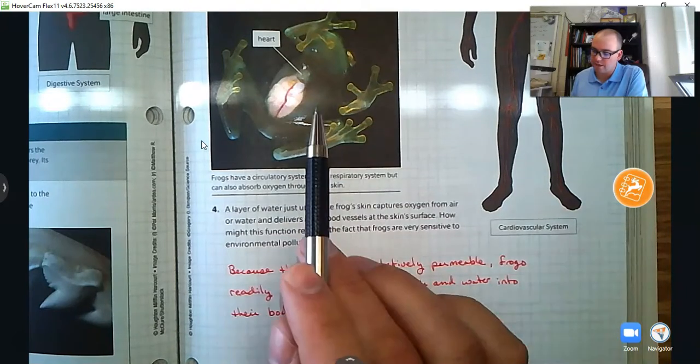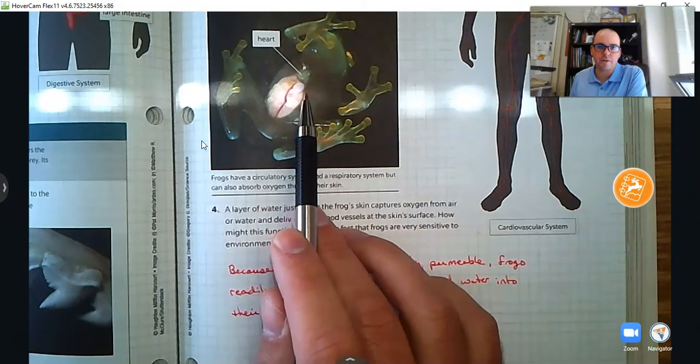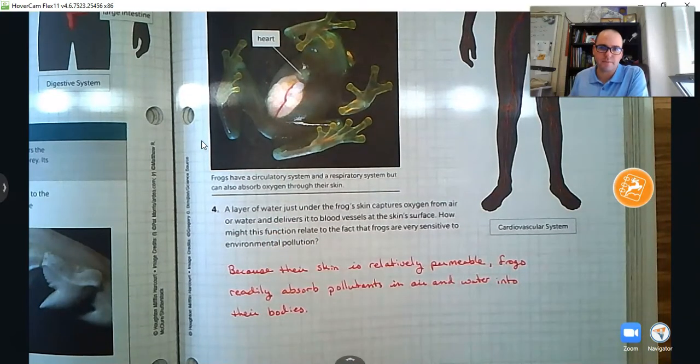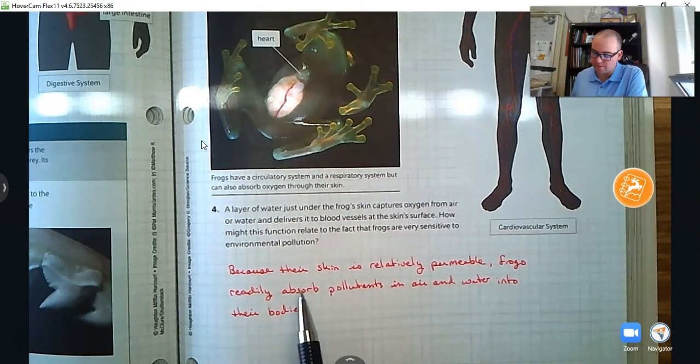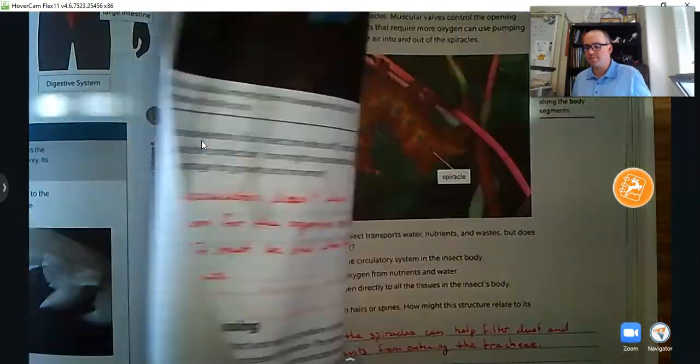Well, if you have chemicals or molecules traveling through the frog's skin, it doesn't just stop with the things that the frog needs. Those pollutants that may be in the water or the air would also travel through the skin and can contaminate the inside of that frog and lead to some health effects for that frog. Because the skin is relatively permeable, frogs readily absorb pollutants in the air and water into their body.